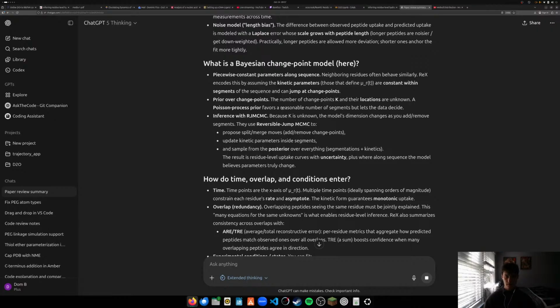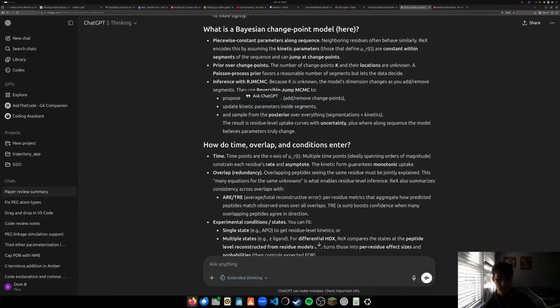Poisson process prior favors a reasonable number of segments, but lets the data decide. Because K is unknown, the model's dimensions change as you add or remove segments. They are reversible-jump moves: propose split and merge moves, segments and sample.